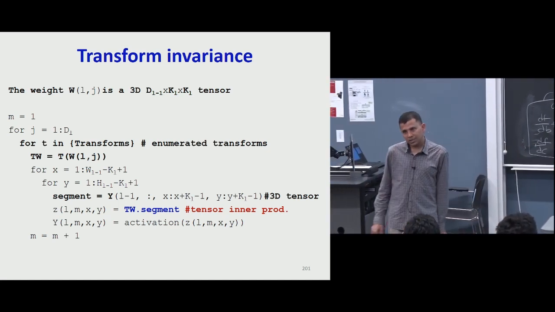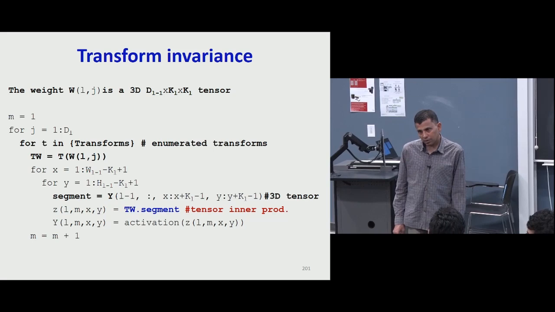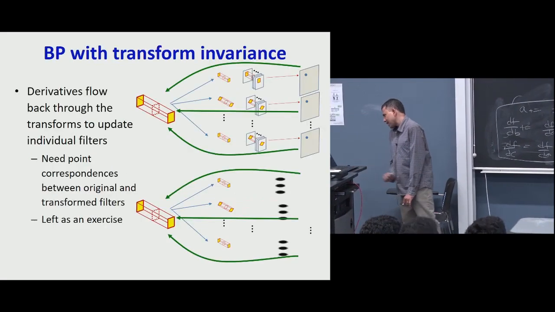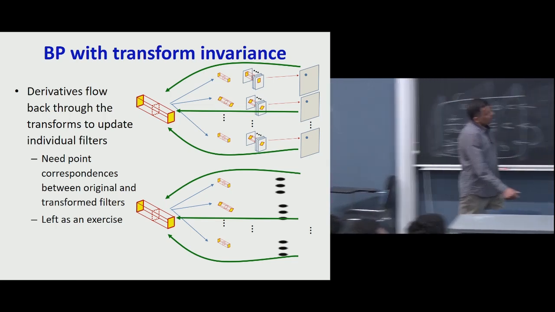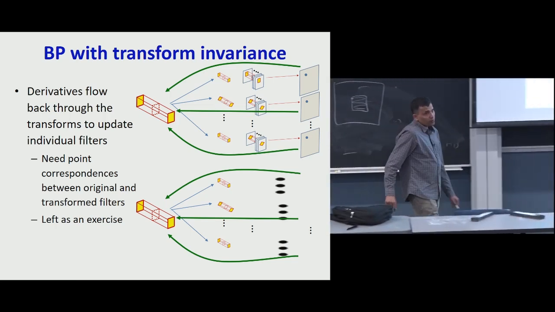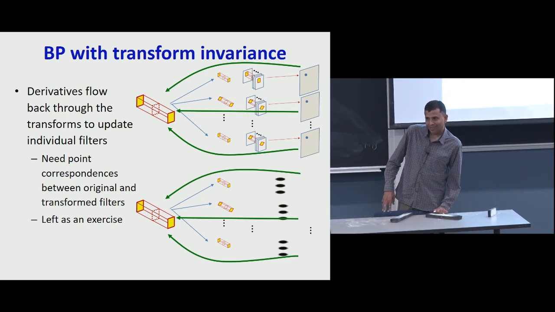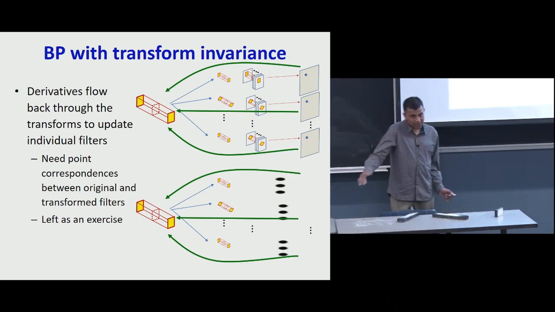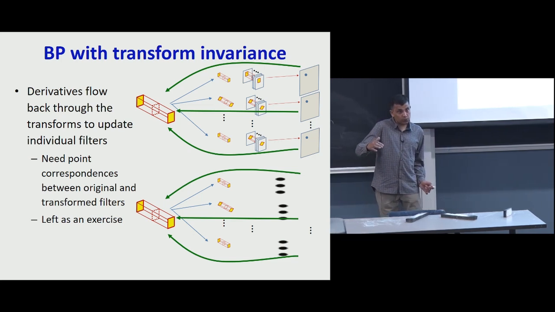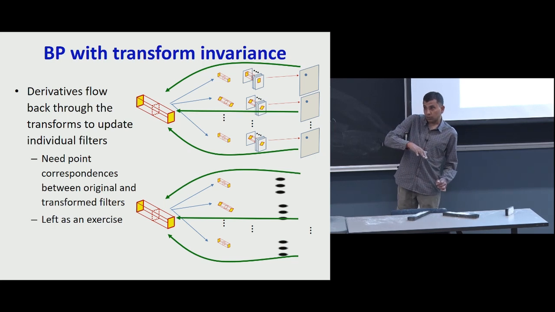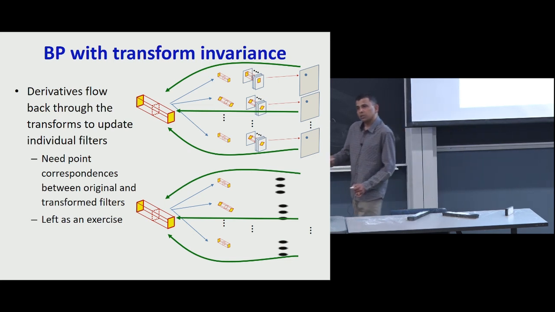The concept remains, yes? The weights will be shared between the transformed filters. Here's what happens. Every one of those transformed filters is basically derived from the original set of filters. So when I'm computing my derivatives, I can compute my derivatives up to the transformed filters, right? But then I'm going to have to go back through the derivative of the transform, the inverse of the transform itself. And all of these will contribute to the derivative of the original filter, which is going to be updated.